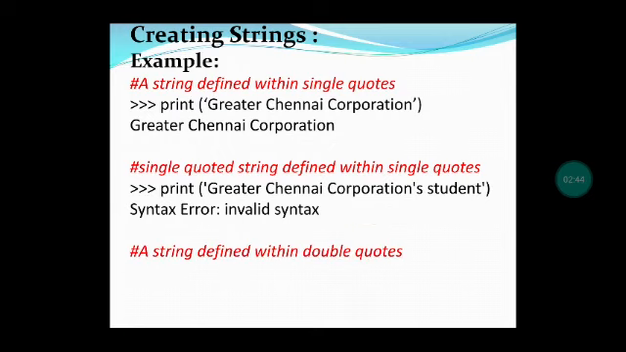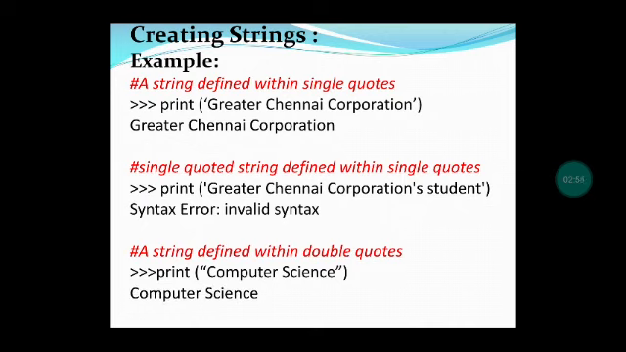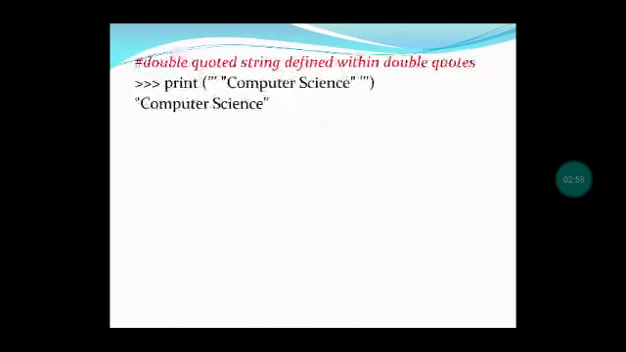Another example, for double quotes, is print computer science. It is given in between double quotes. So the answer will be computer science. Next example, a double quoted string within double quotes. That is, computer science is given in double quotes and it is again double quoted. So it is printed as "computer science" with double quotes, and at the end also double quotes are there. If you want double quotes, you can give it like this.